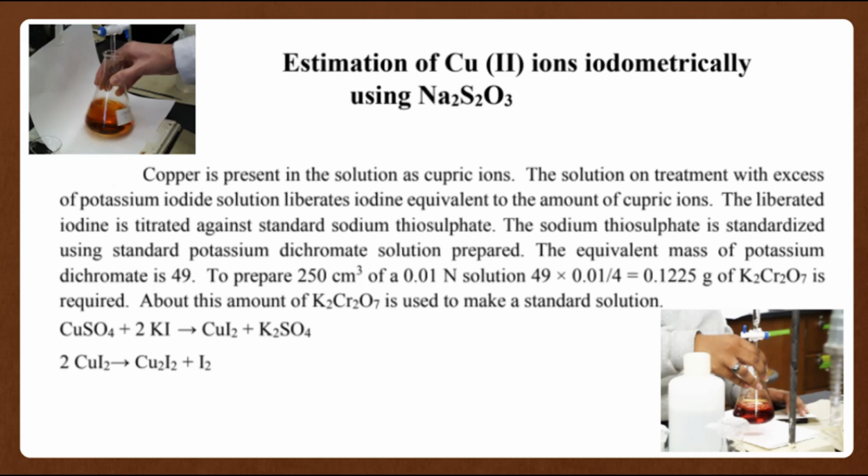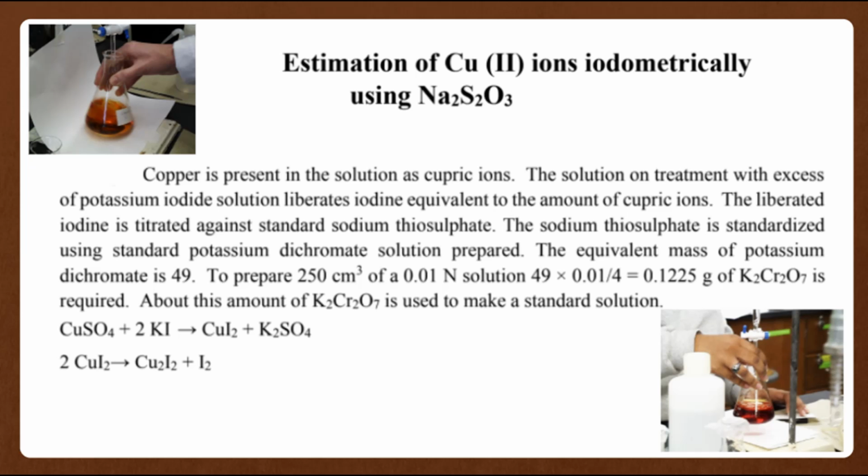The sodium thiosulfate is standardized using standard potassium dichromate solution prepared. The equivalent mass of potassium dichromate is 49. To prepare 250 cm³ of a 0.01 normal solution, 49 into 0.01 by 4, which is 0.1225 grams of K2Cr2O7 is required. About this amount of potassium dichromate is used to make a standard solution. The reactions are as follows.